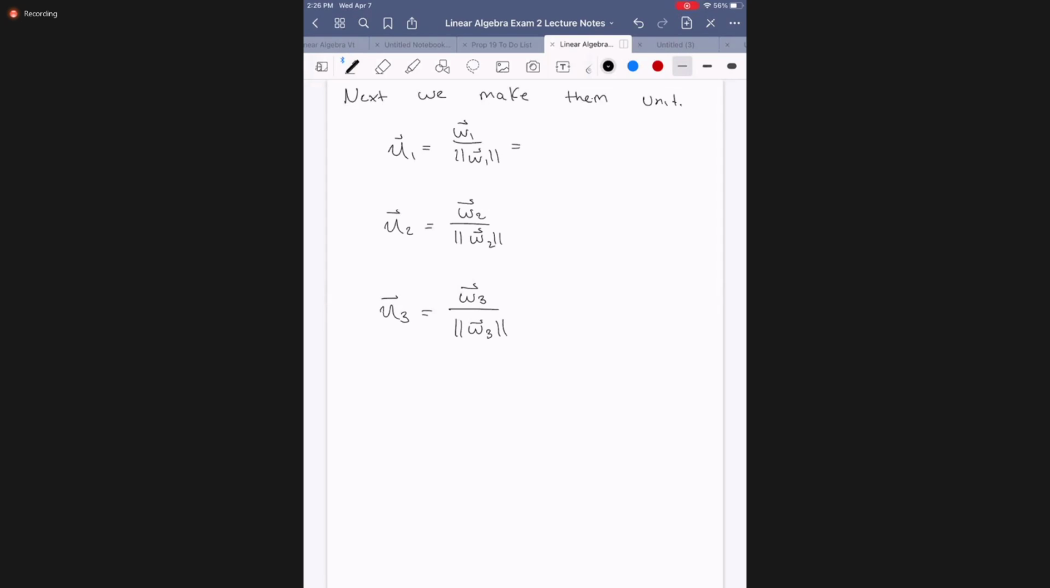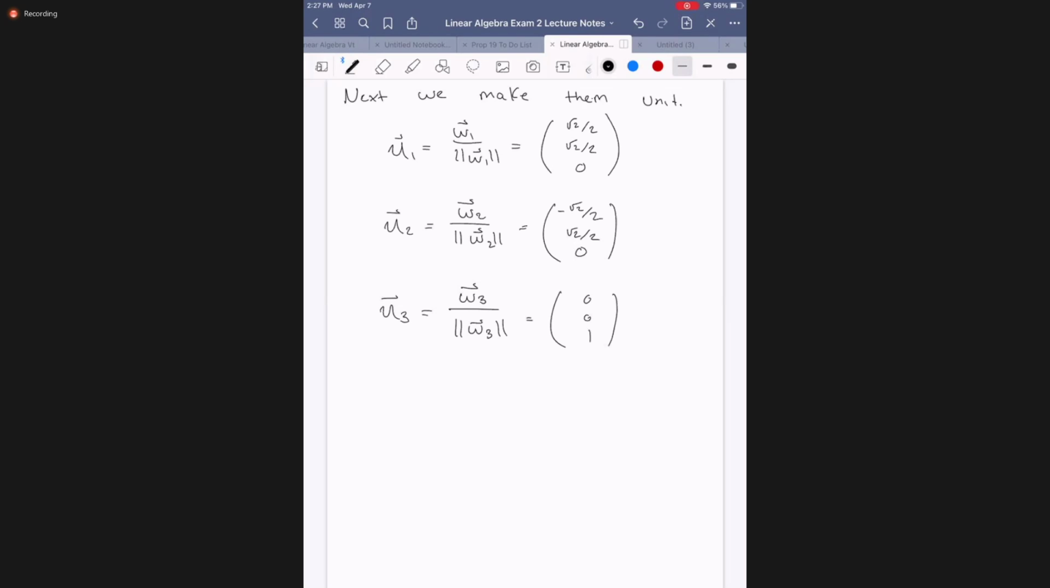Okay, so if you do all these calculations, it should be perfect. What you should get for the first one is square root of 2 over 2, square root of 2 over 2, and 0. For this one, you should get negative square root of 2 over 2, square root of 2 over 2, and 0. And for this last one, we should get 0, 0, 1.